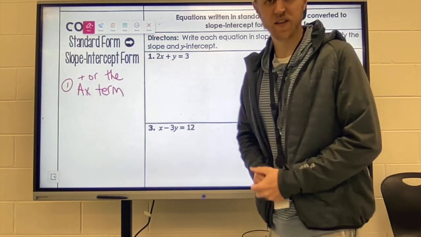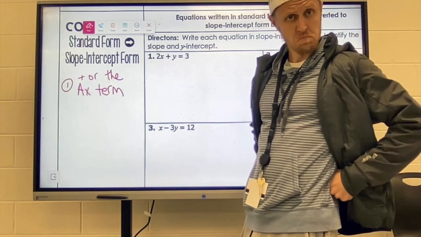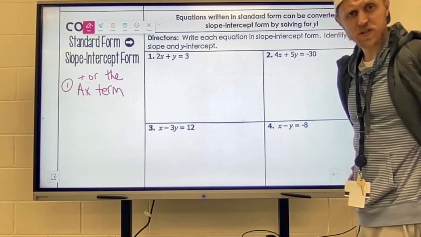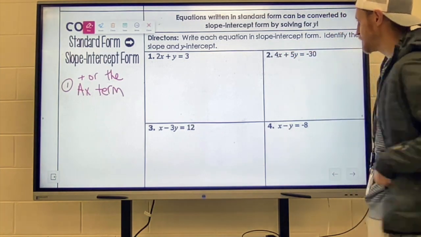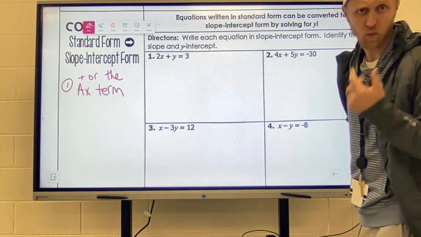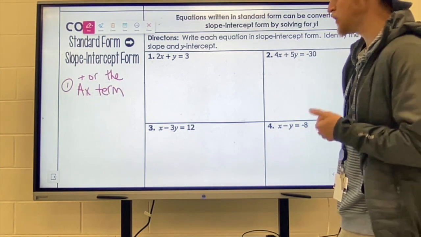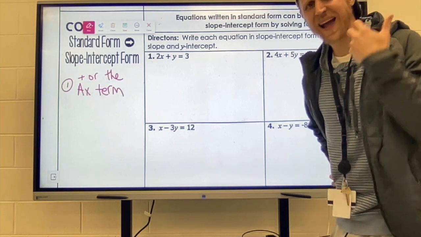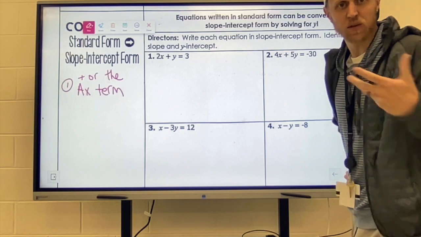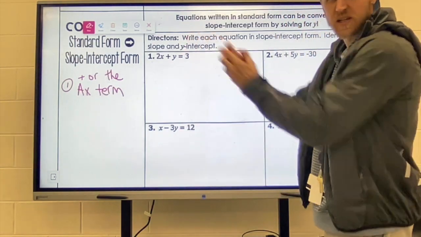Okay, now that you've done that, let's skip number 1 for now, and let's mosey on over to number 2 instead. So as you notice on this one, I have 4x plus 5y equals negative 30. Now I'd like to change this to slope-intercept form, y equals mx plus b. To do so, I'm first going to identify my AX term, meaning the x as well as any number that's connected with the x. And I'm going to move it to the other side of the equal sign.